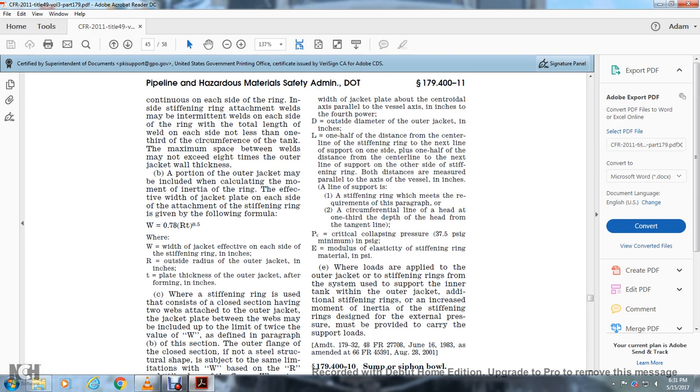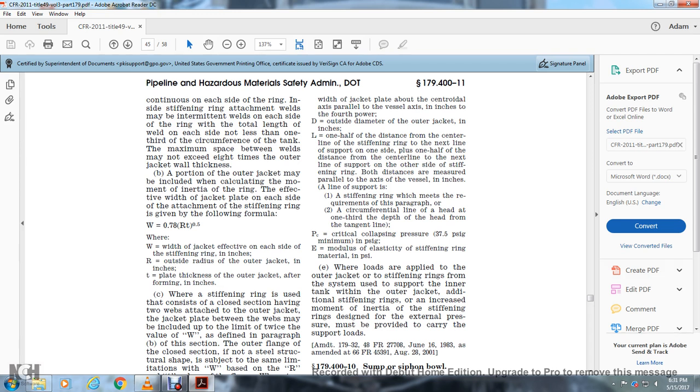L, the one half of the distance from the center line of the stiffening ring to the next line of support on one side, plus one half of the distance from the center line to the next line of support on the other side of the stiffening ring. Both distances are measured parallel to the axis of the vessel in inches. The line of support is part of the stiffening ring which meets the requirements of the paragraph, or the circumferential line on the head at 1/3 of the depth of the head from the tangent line. P equals the critical collapsing pressure of 37.5 psi gauge minimum. E, modulus of elasticity of the stiffening ring material in psi.